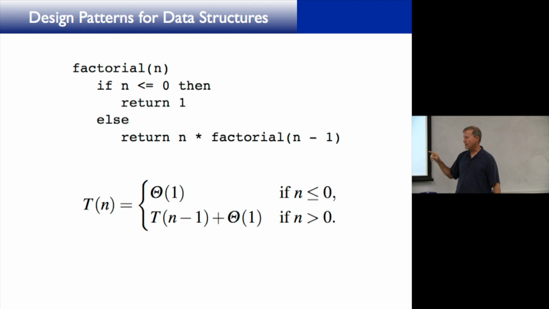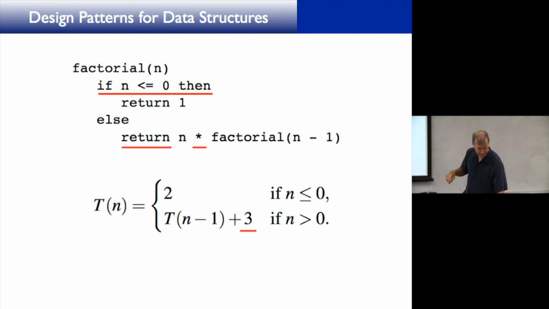Now look, here's the thing, you guys. This was at the end of class last time. In this example of the factorial, we said T of n is 2 if n is less than or equal to 0, and T of n is T of n minus 1 plus 3 if n is greater than 0. The way we got that 3 is the if statement is one execution, the multiply is another, and the return is another. So we had these constants.